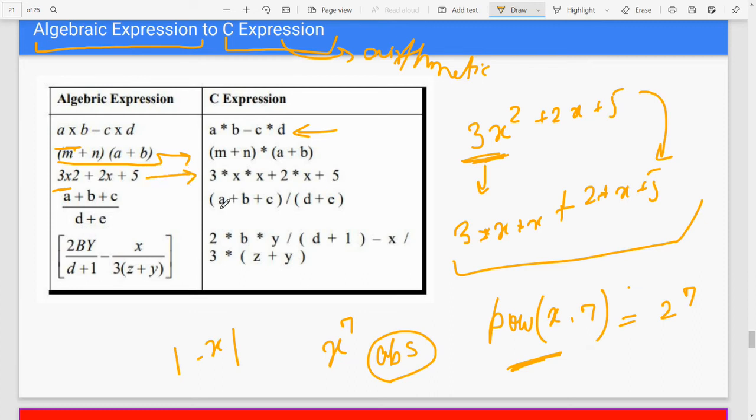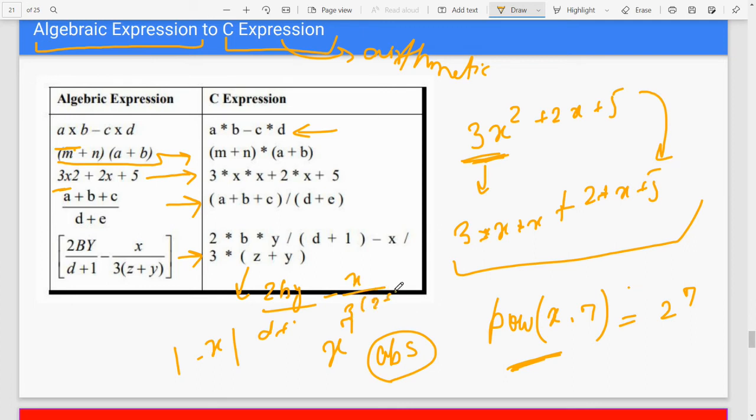C instruction. So a plus b plus c divided by d plus e has to be written in this way, and this particular complex instruction has to be written in this way. So initially it means 2 by divided by d plus 1 minus x divided by 3 into z plus y.